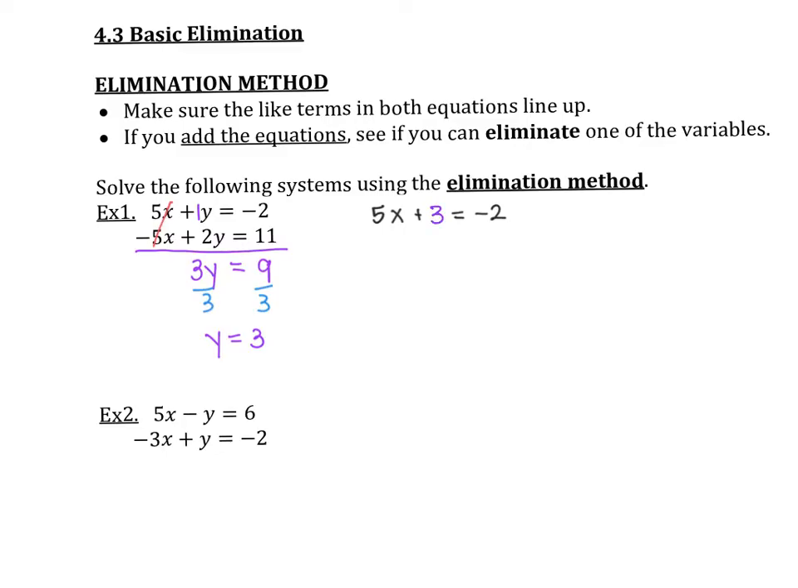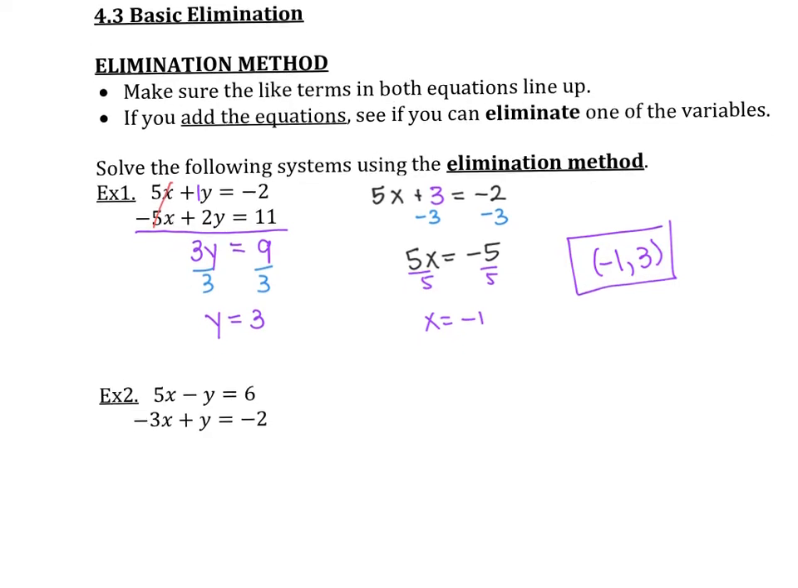Now I can solve this equation so I can get x. Negative 2 minus 3 is negative 5. Divide by 5. I get x is negative 1, and then my final answer should always be an ordered pair. So the x coordinate goes first, the y coordinate goes second, and that's my final answer.